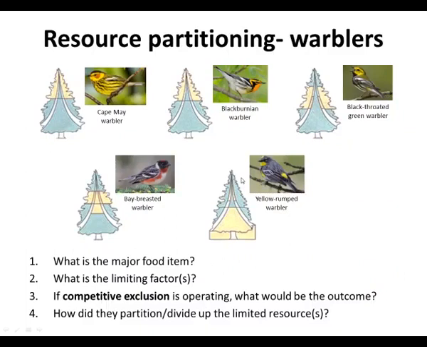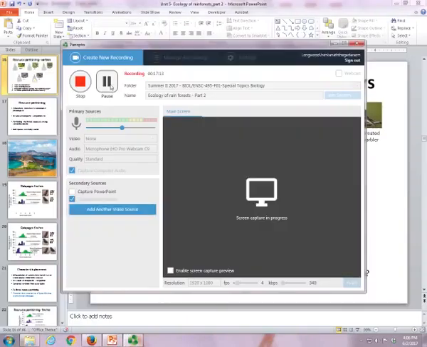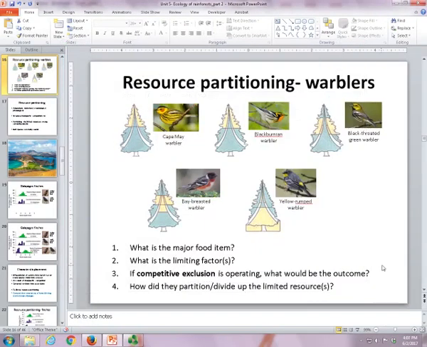Okay, so let's see whether you can actually answer these questions, and by answering these questions, I hope that you can actually understand what's going on. Shall we give a try? So the first question is, what is the major food item? The major food item of warblers is insects. So what is the limiting factor in this case?